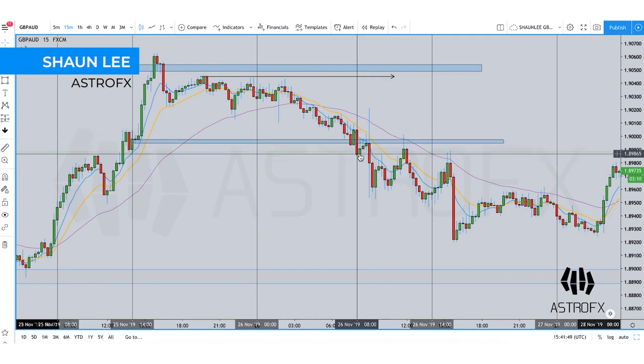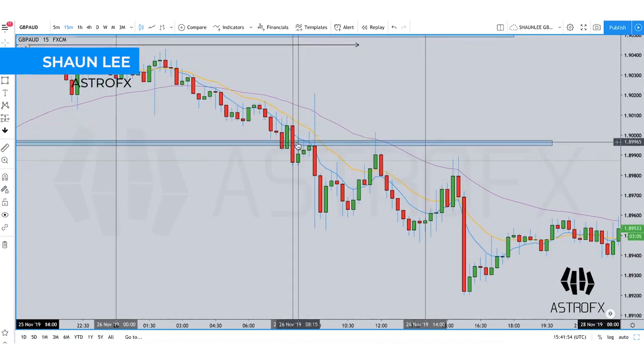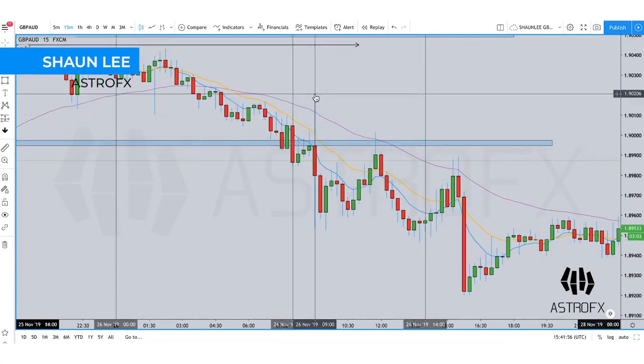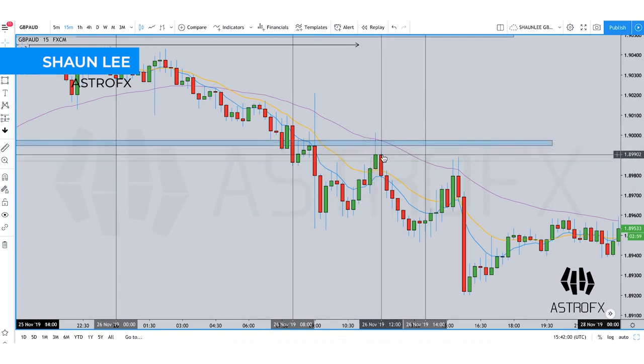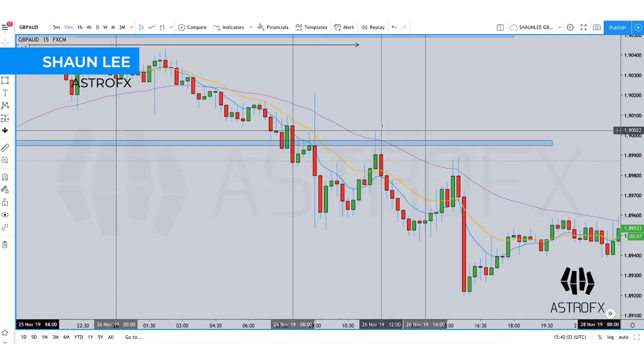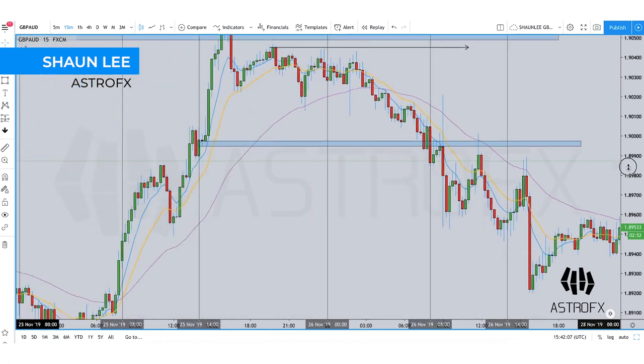On the overlap, we broke it. We respected it. If I just zoom right in there, 1, 2, 3, and then 4. Back below, respected again. Bearish engulfing brought that back below too. So we have a lower swing high right there.